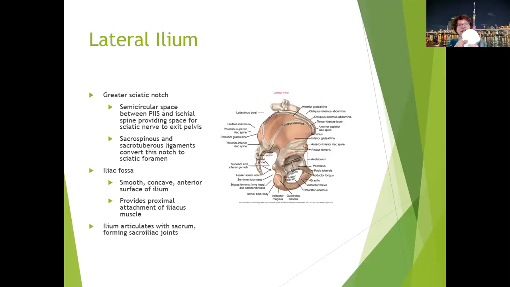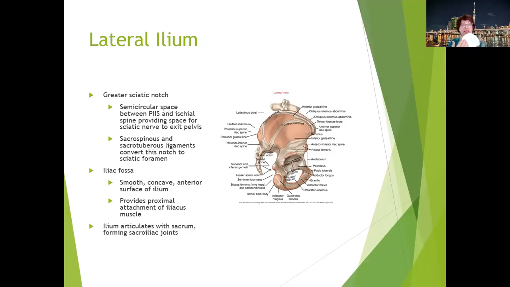So the greater sciatic notch is the semicircular space between the PIIS and the ischial spine, and it provides space for the sciatic nerve to exit the pelvis. So the sciatic nerve is huge. It's like the thickness of your thumb. So it needs room to exit the pelvis so it can get down and innervate the lower extremity. When we start talking about innervation, you'll see that the sciatic nerve innervates a large portion of the leg.